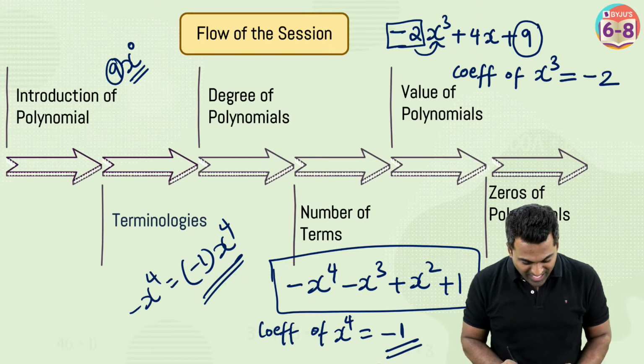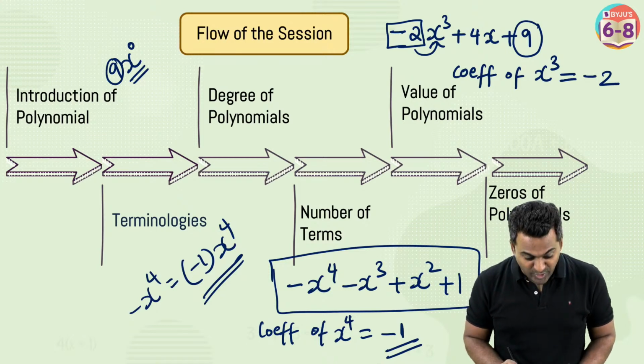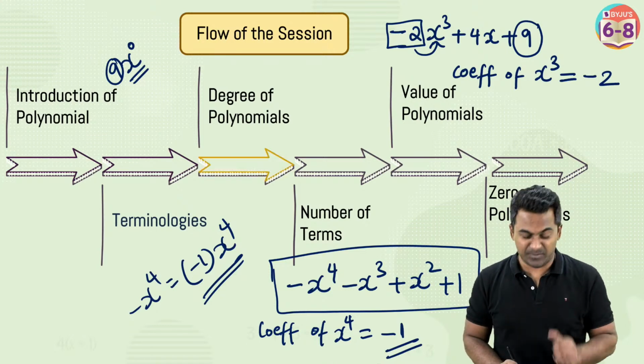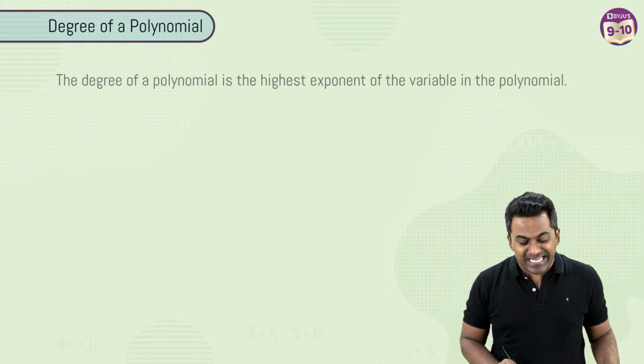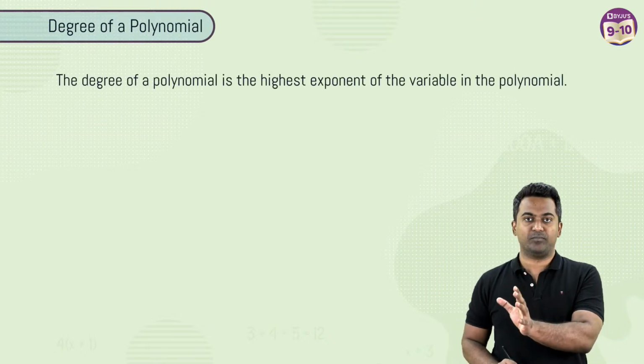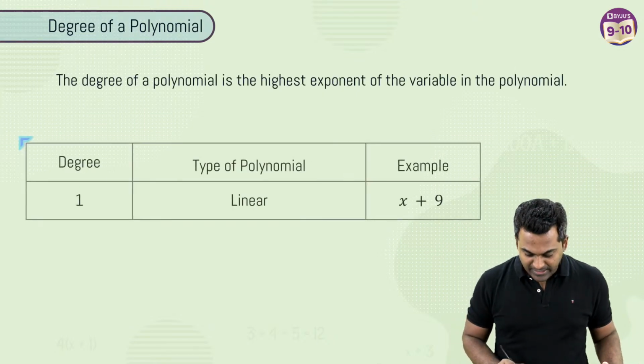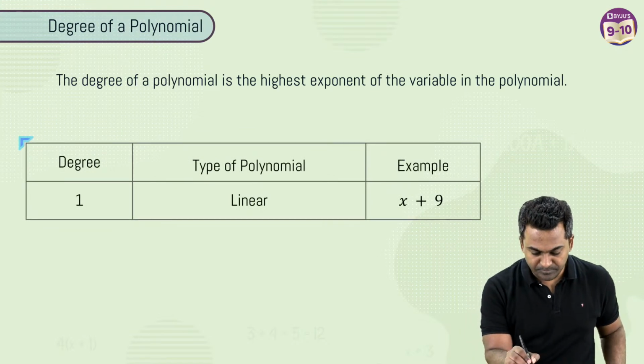Come on now. I'm going to move on to the next bit, which is the degree of the polynomial, like some of your students have been asking. So degree, guys, is a fairly simple idea. It is not that difficult at all. Highest exponent of the variable. That's all. Like let's suppose I give you this.